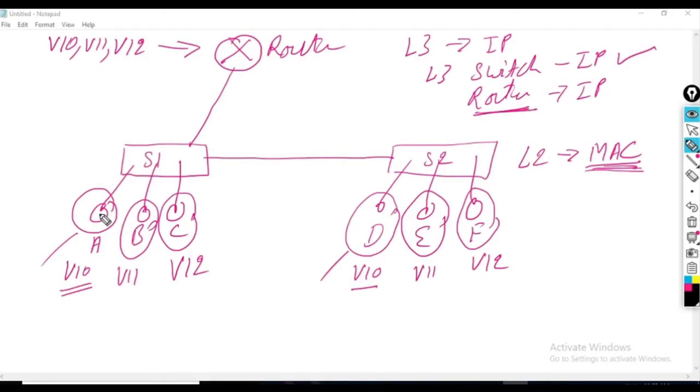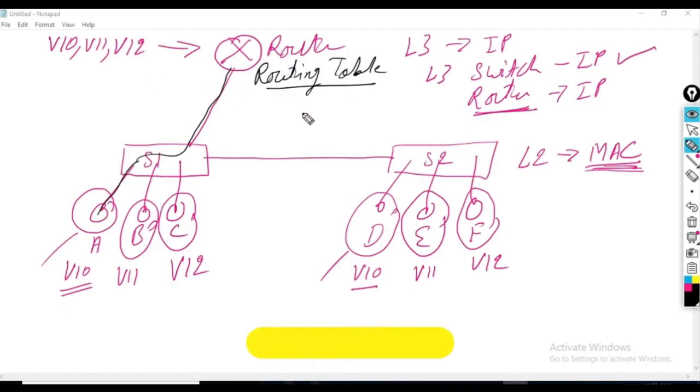The moment you configure these VLANs on the router interface, of course, after that, say for example, if A computer wants to send some data to computer E, because E computer belongs to a different VLAN, the data will first reach the switch, which only understands the MAC address, so it will forward that particular frame to the router. The router reads the header information and checks the routing table. Whenever we configure a VLAN on a router, the router always creates a routing table and adds all those entries into it.